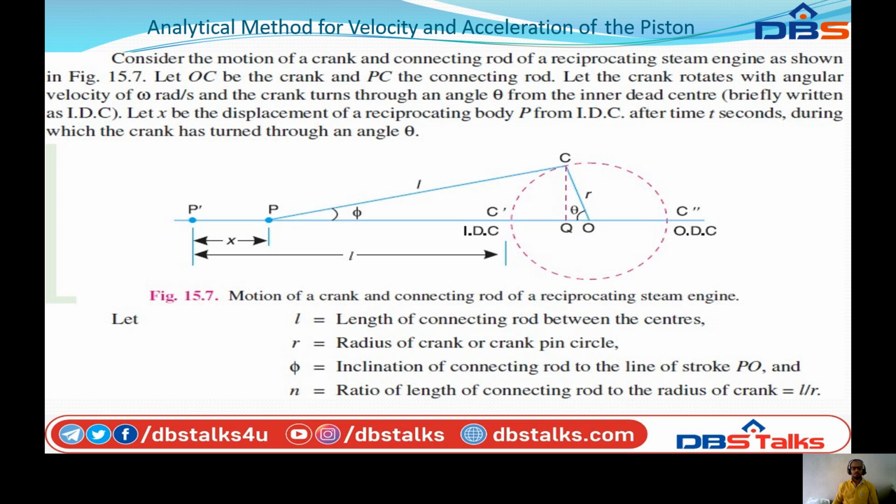What is the procedure we have in the method of balancing the rotating masses? We applied the analytical and graphical methods there. Here also, by applying the analytical method, we are going to find the unbalanced couples and forces. So, analytical method for velocity and acceleration of the piston: consider the motion of the crank and connecting rod of a reciprocating engine, which is shown in the figure.